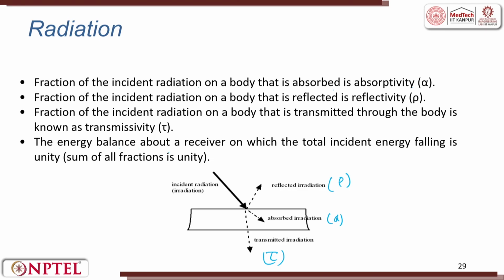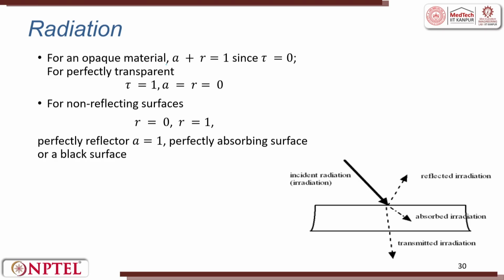The energy balance about a receiver on which the total incident energy falls is unity. So what they are trying to say is, when the radiation falls, rho plus alpha plus tau equals unity. For an opaque material, A plus R equals 1, tau equals 0. What is opaque? It does not allow anything to transmit. For a perfectly transparent material, tau equals 1, and A and R equal 0. Reflection will not be there, absorption will not be there.